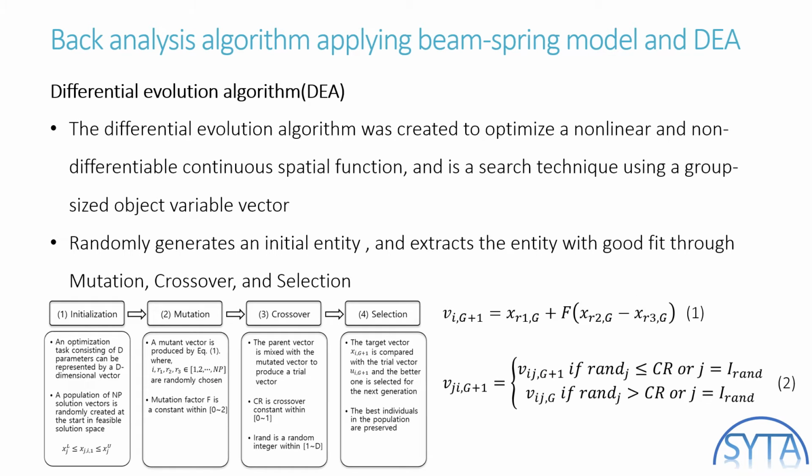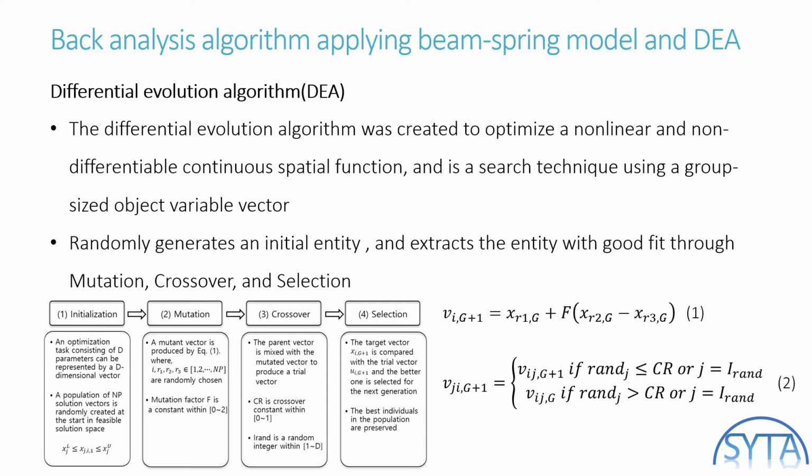The differential evolution algorithm proposed by Storn and Price is designed to optimize nonlinear and non-differentiable continuous space functions and is a search technique using a group of object variable vectors. The differential evolution algorithm is one of the evolutionary algorithms similar to the genetic algorithm, randomly generates initial objects and extracts suitable objects through mutation, crossover, and selection.